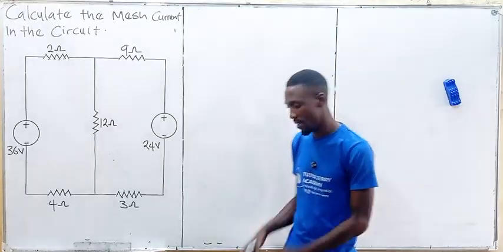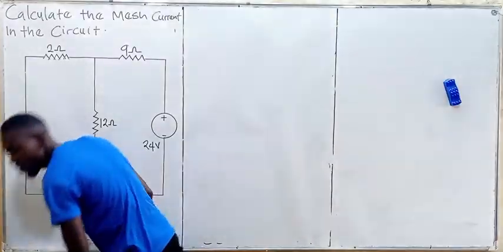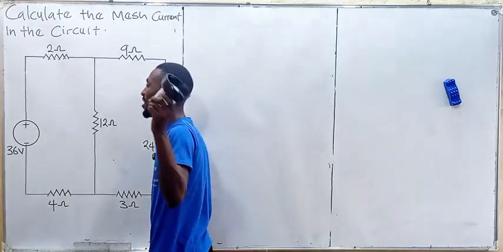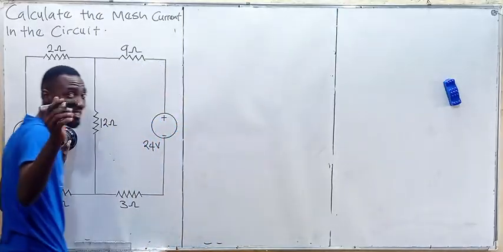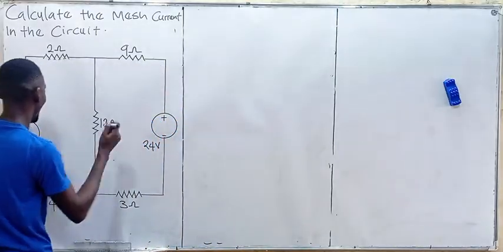mesh current. All right, so don't laugh at my improvisation. Easy, I just have to improvise. Understand?